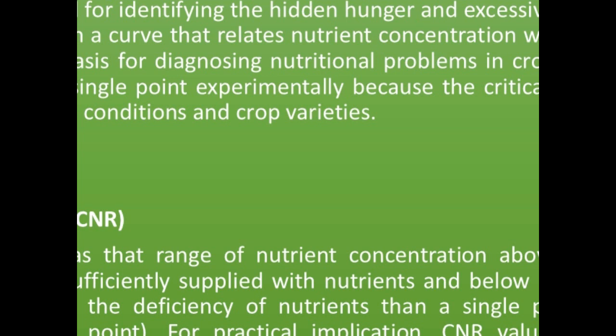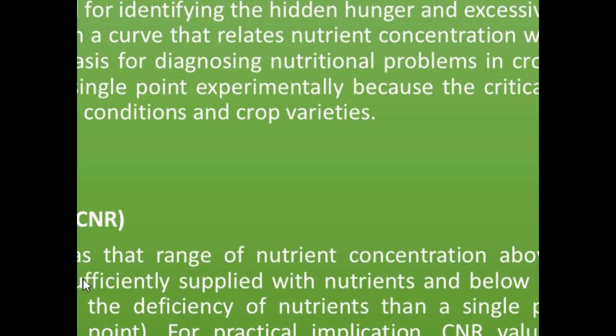So what is the critical nutrient concentration point? The critical nutrient concentration point is very crucial for identifying hidden hunger and excessive uptake of nutrients. It implies a single point on a curve that relates nutrient concentration with yield. The concept is well established as a basis for diagnosing nutritional problems in crop plants. However, it is difficult to establish a single point experimentally because the critical point may vary under different environmental conditions and crop varieties.